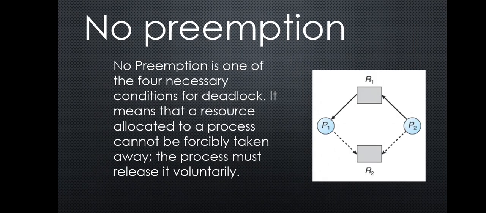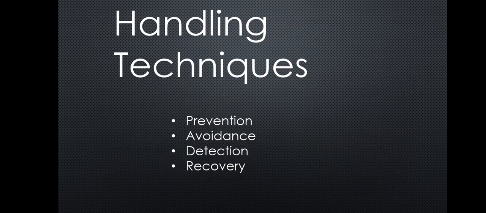Next we see no preemption. No preemption is one of the necessary conditions for deadlocks. It means that a resource allocated to a process cannot be forcibly taken away. The process must release it voluntarily. This diagram represents process 1 currently holding R1 and waiting for R2. Then process 2 is currently holding R2 and waiting for resource 1.